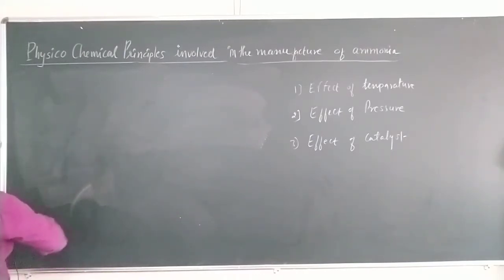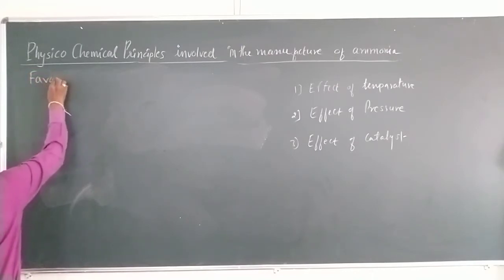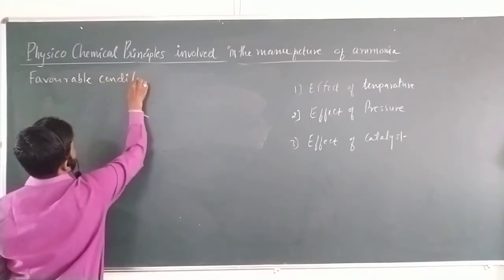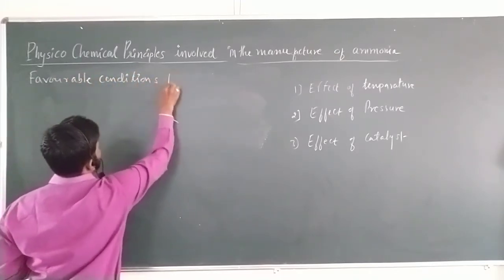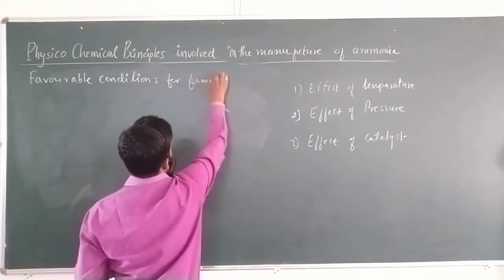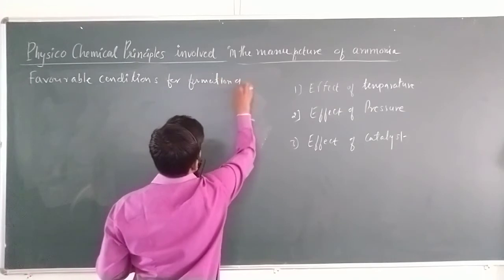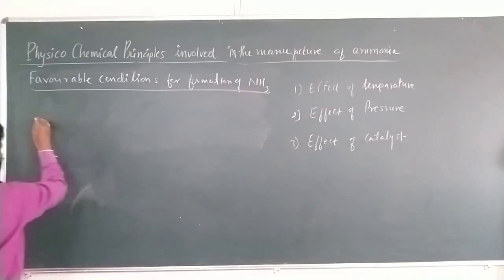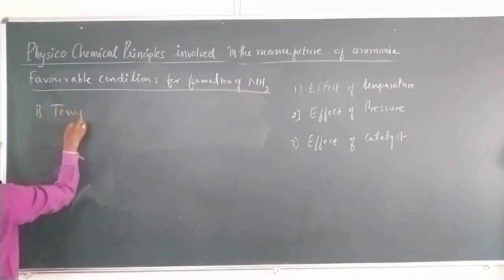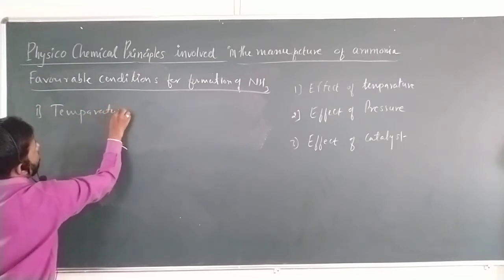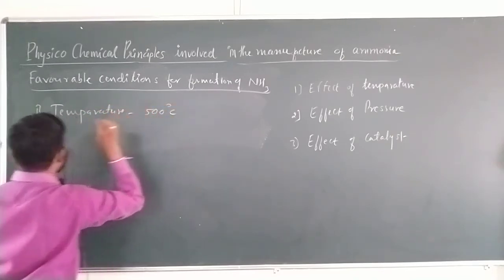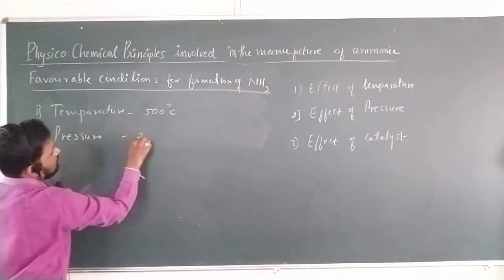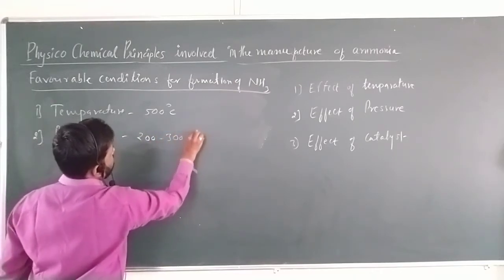Favorable conditions for formation of ammonia. What are the favorable conditions? Definitely, first is temperature. What did we study, what is the optimum temperature? The optimum temperature is 500 degrees Celsius. And second, what is the pressure? Pressure is 200 to 300 atmospheric pressure.